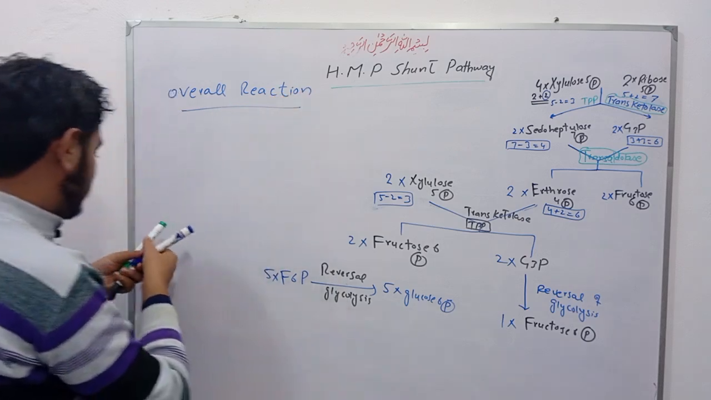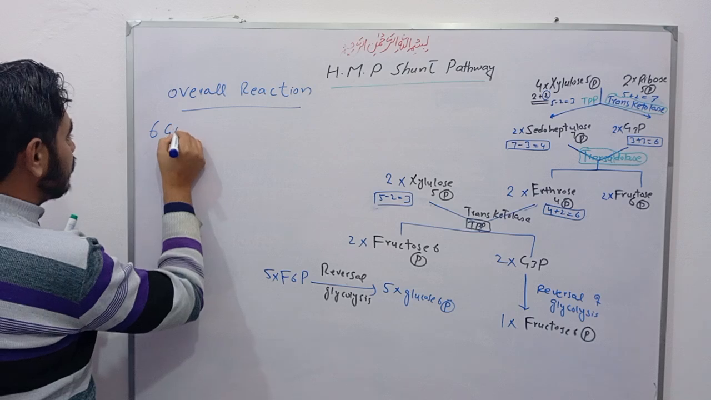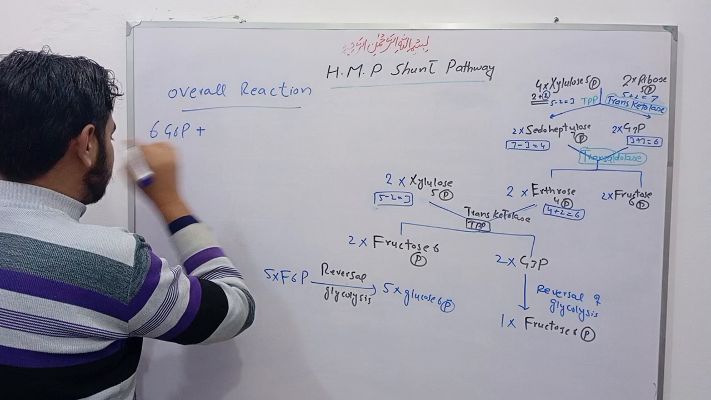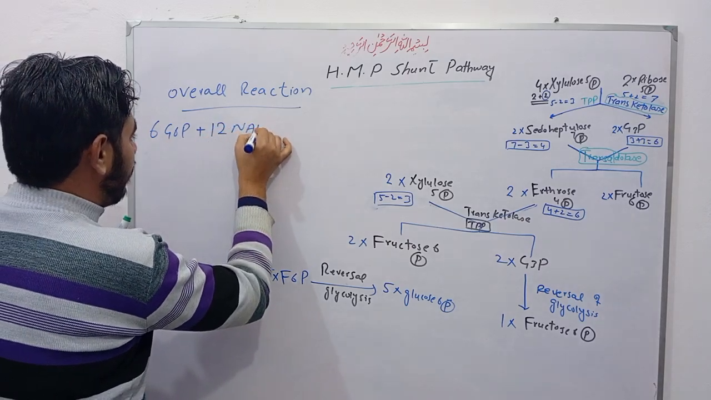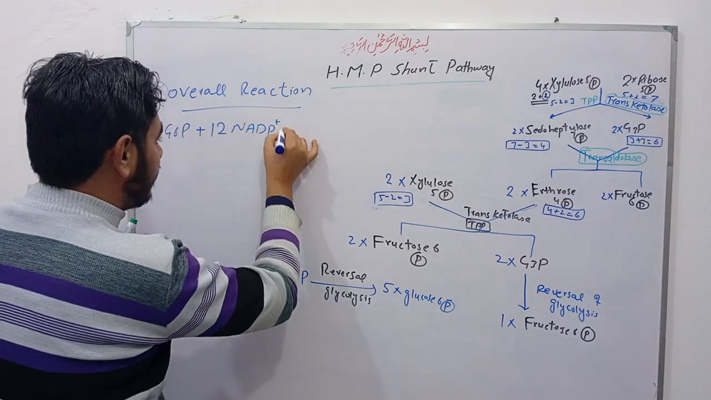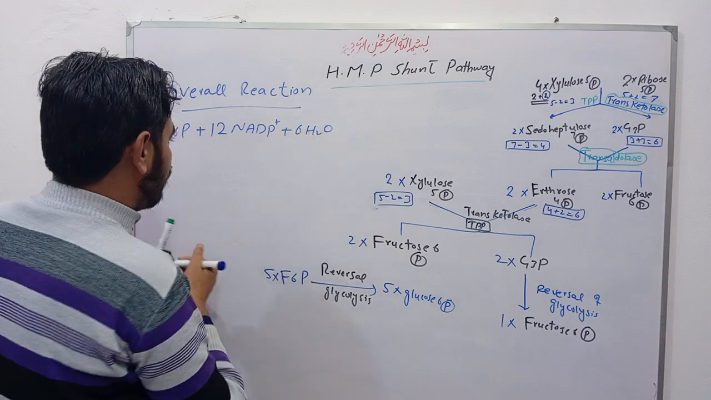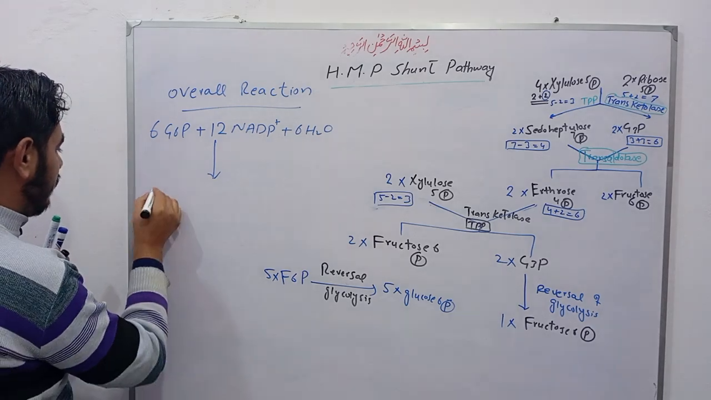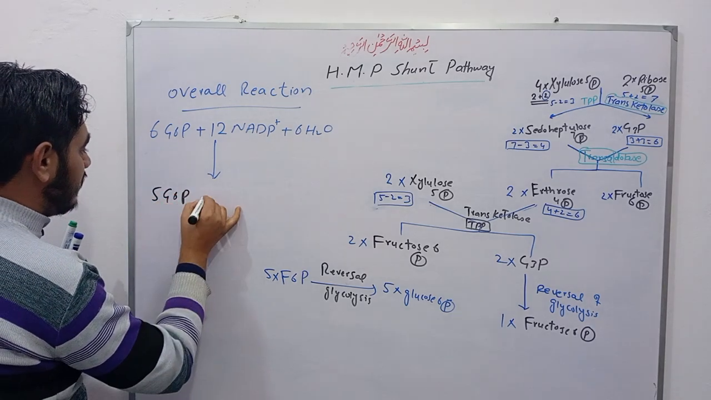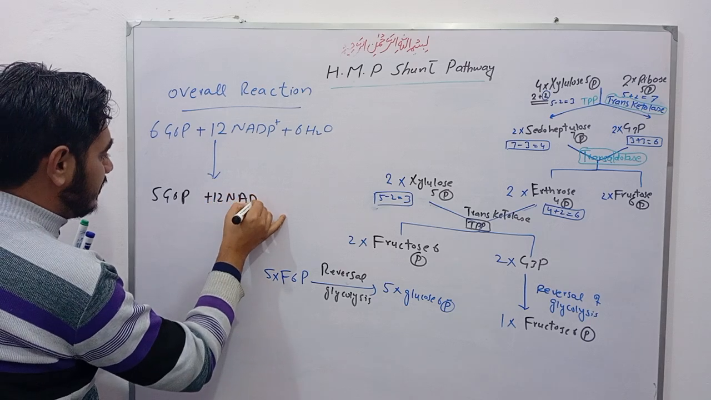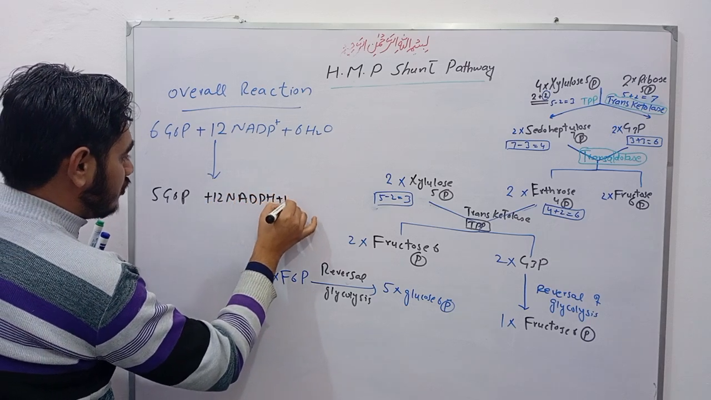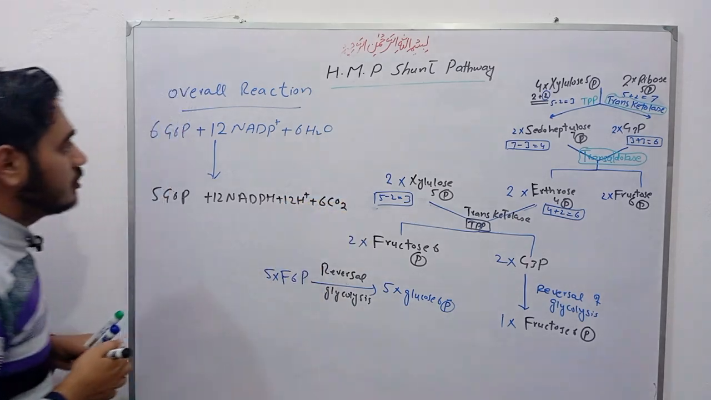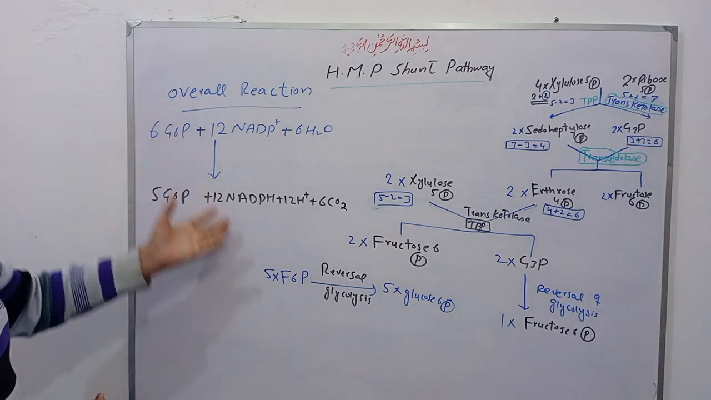The overall reaction is 6 molecules of glucose 6 phosphate enter this pathway, and 12 molecules of NADP plus are incorporated, and 6 molecules of H2O, and ultimately there's a formation of 5 molecules of glucose 6 phosphate, 12 molecules of NADPH, 12 molecules of H plus, and 6 molecules of carbon dioxide. So this is the overall reaction.